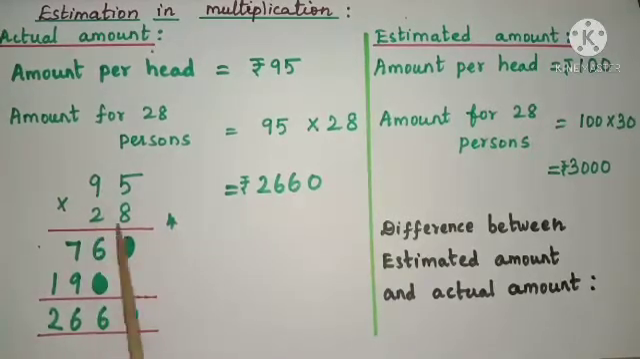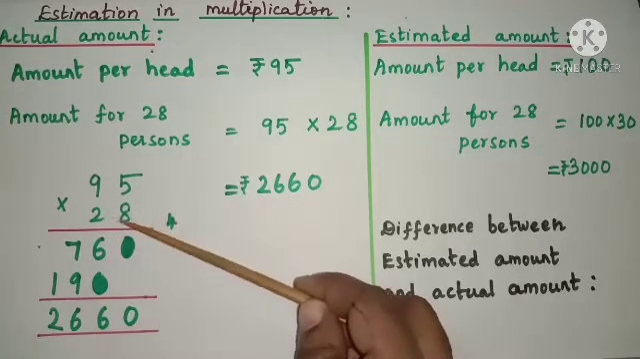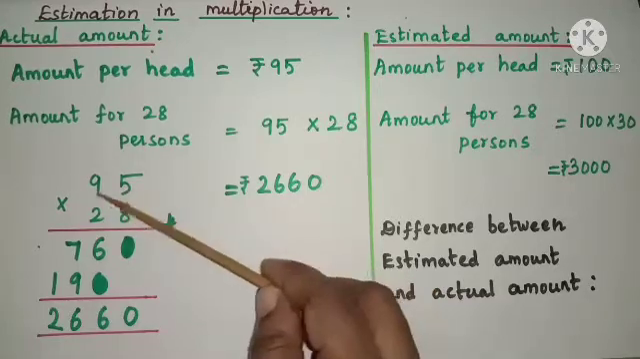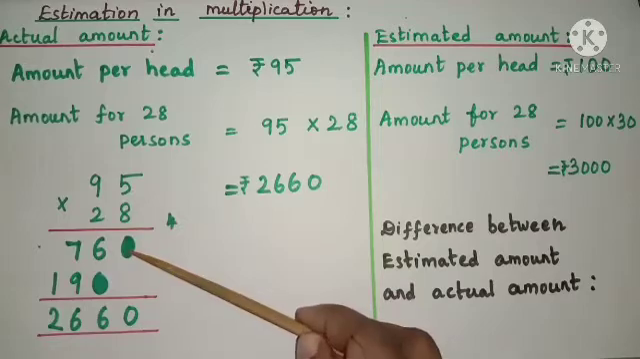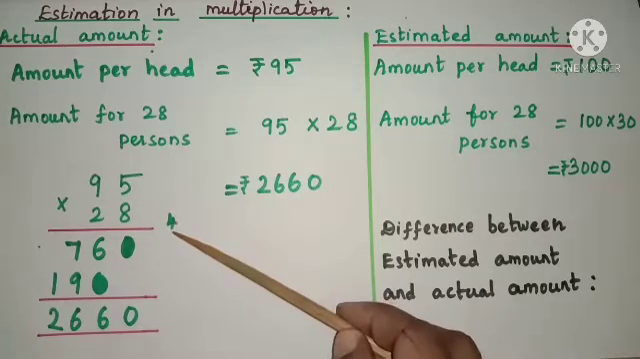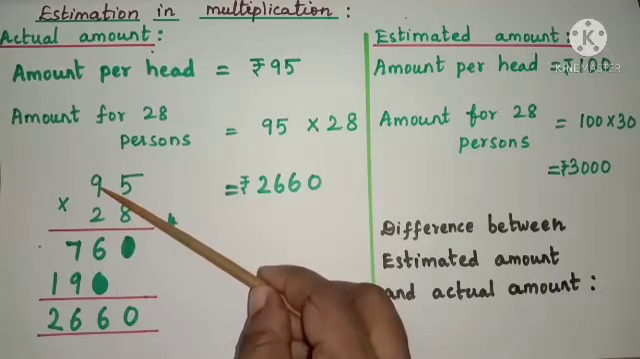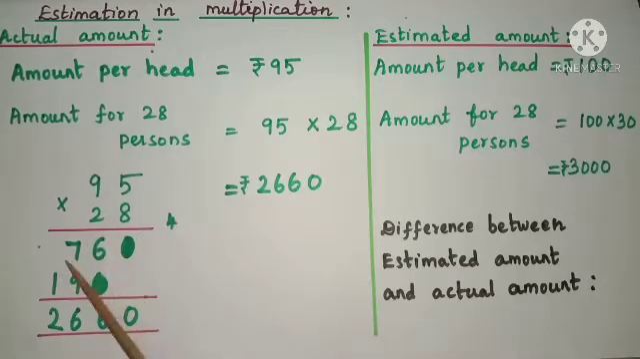So 95 into 28. First, take the unit digit in the second number, 8. Multiply 8 with these two digits. 8 into 5, it is 40. 8 fives are 40. Put 0 and put 4 here. 8 nines are 72. 72 plus 4 is 76. So 8 into 95 is 760.